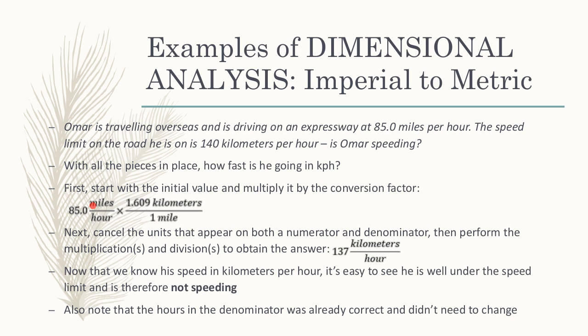So you'd multiply, the miles would cancel, and you'd be left here with your 137 kilometers per hour. And now that we know what his speed is in kilometers per hour, it's easy to compare it with the speed limit and see that he is, in fact, not speeding. So before we move on to example 1.5, does anyone else have any questions about this problem or not?